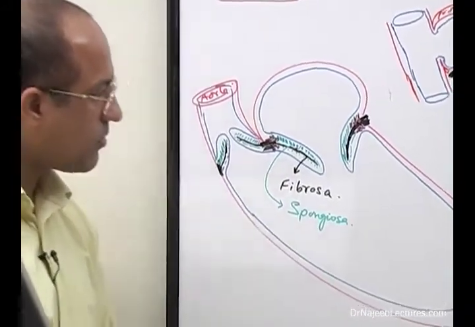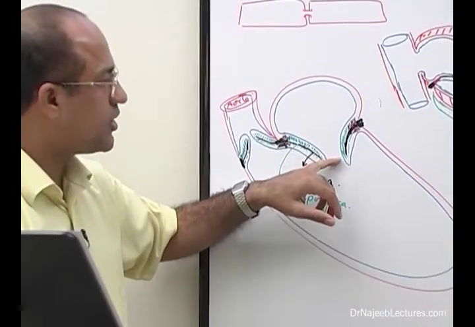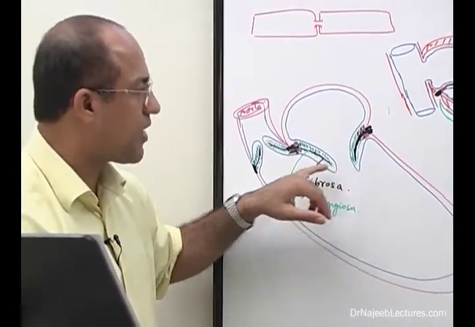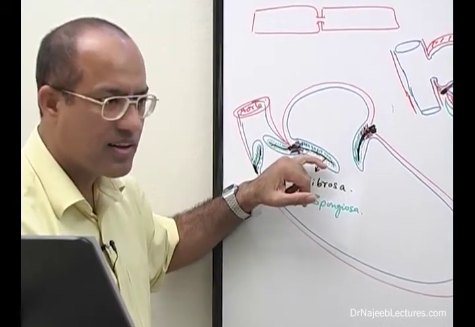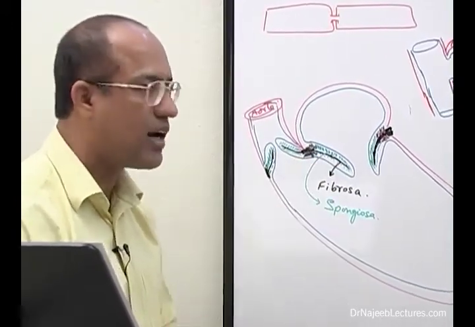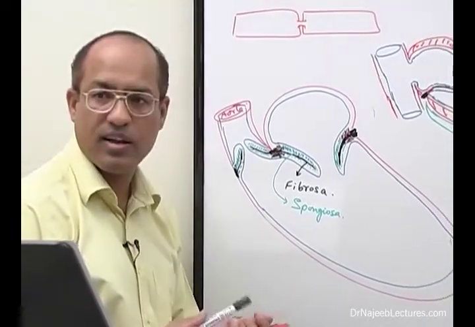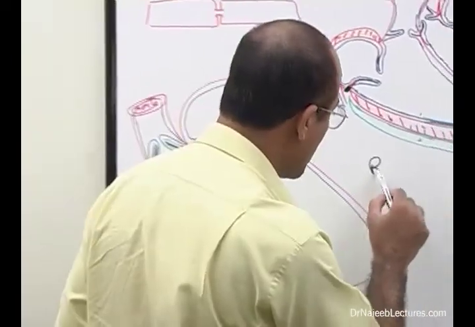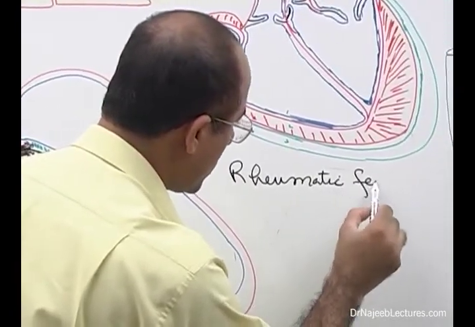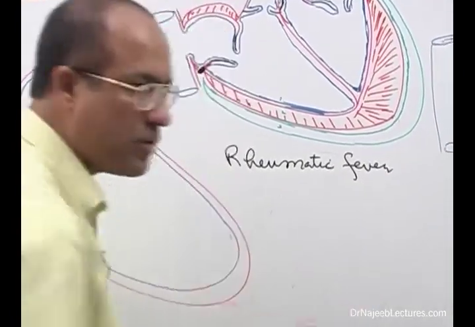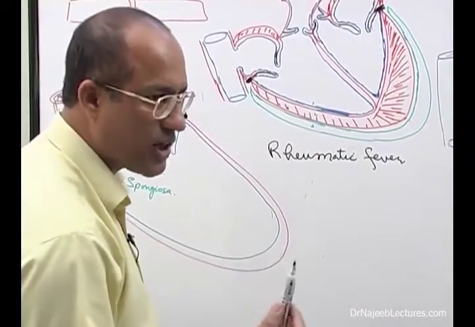But when repeatedly during diseases they get inflamed, then they may develop neovascularization. For example, there is a disease called rheumatic fever. Have you heard of rheumatic fever? What happens in rheumatic fever? Okay, let me tell you very briefly. You will study that in detail in pathology.